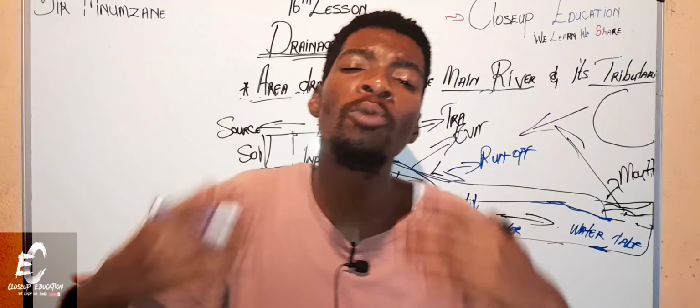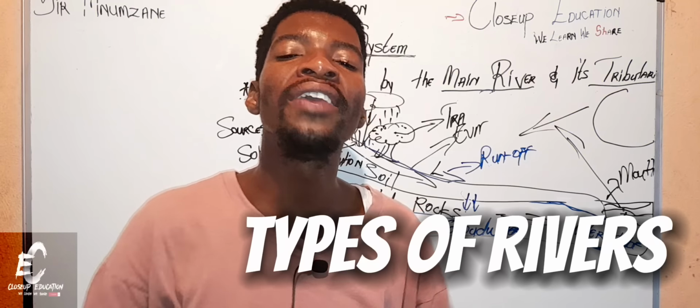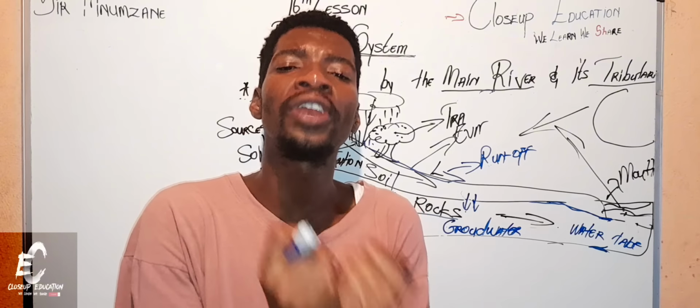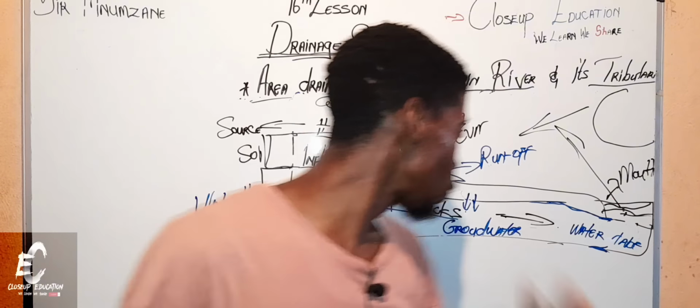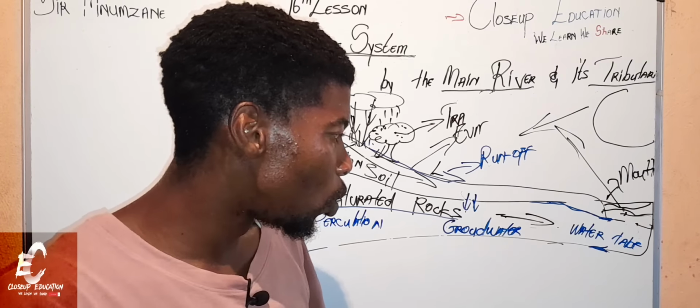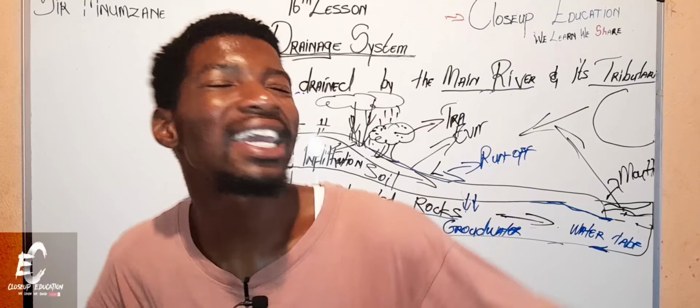Okay, guys, now let's move to different types of rivers. Yes, the different types of rivers that are used to drain an area. All right, so let's wipe this thing. Oh, what do we have to do? Yes, we have to wipe it.